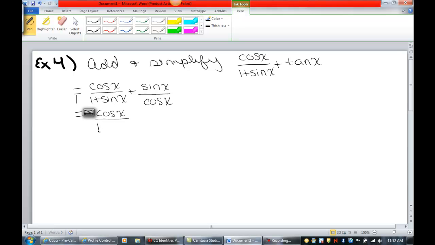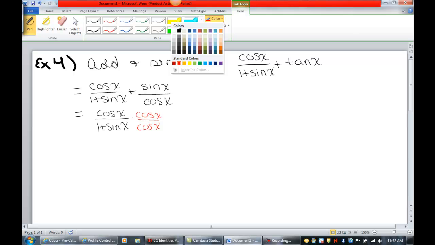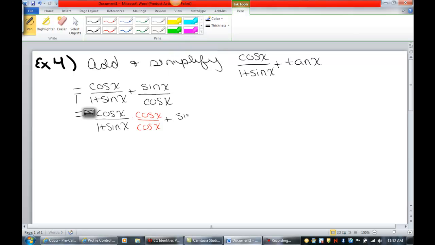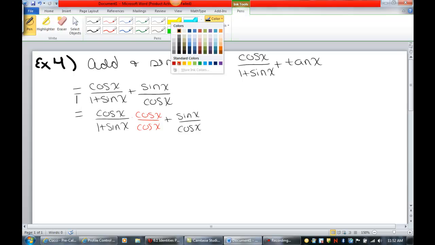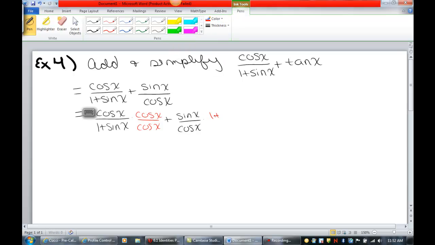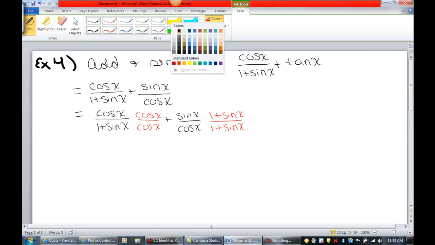So my common denominator, again, would have to be the product of my current denominators. So cosine x over 1 plus sine x, and I would have to multiply that by cosine x, plus sine x over cosine x, and I would have to multiply that by 1 plus sine x. Okay, we want to get common denominators. Alright, so now I'm going to have to go through and multiply this out.